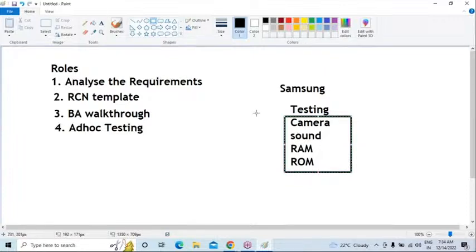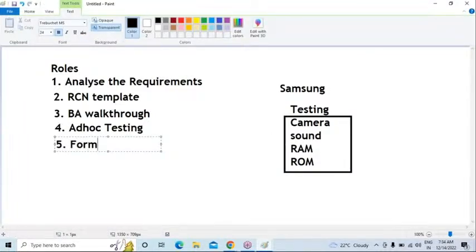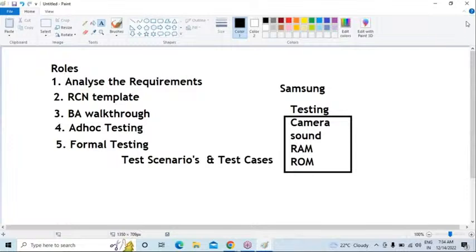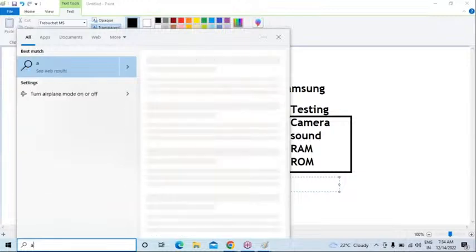The next one is formal testing. What is meant by formal testing? By following proper procedures and documentation, which we call test scenarios and test cases, we have to follow some documentation and then test the functionality. What is the documentation we are going to follow? For example, what is meant by a scenario?